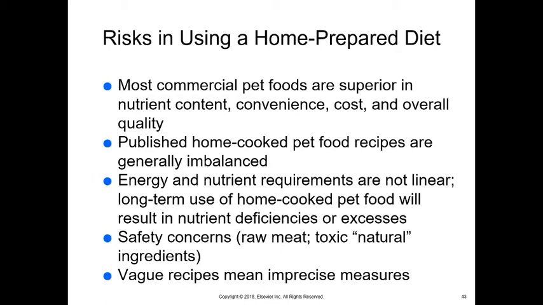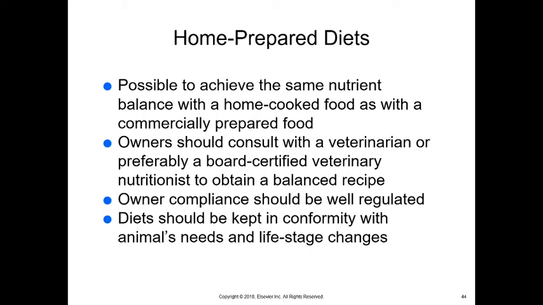There are safety concerns as well. If you're feeding a raw diet, there are some toxic natural ingredients that you have to be very careful of, that, if they're not cooked properly or not cooked at all, can be a problem. There are also some pretty vague recipes out there, which means you're getting imprecise measurements. If you're not using a gram scale when you're preparing a home-prepared diet, you're not doing it correctly. It is possible to achieve the same nutrient balance with a home-cooked food as with commercially prepared food. However, most owners are not capable.